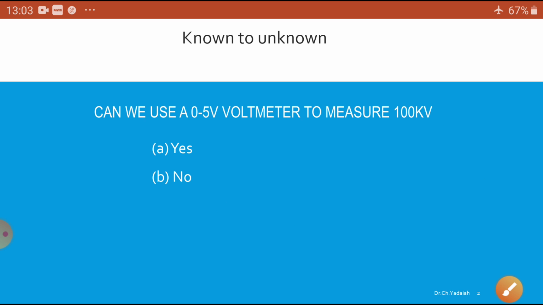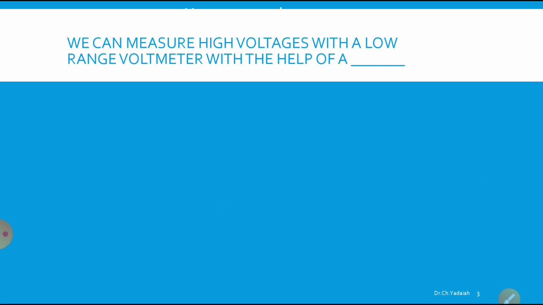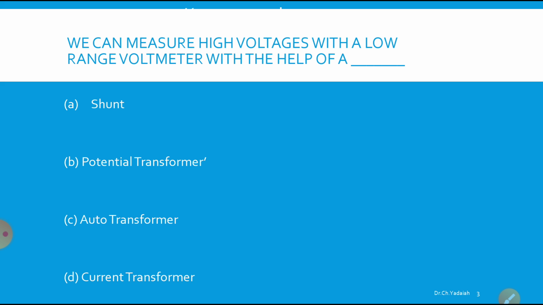Well done, you tried well. Next, another question. We can measure high voltages with a low range voltmeter with the help of a dash. Just as we discussed, what is that one? Whether it is a shunt, potential transformer, auto transformer or current transformer. Which one are we going to use?